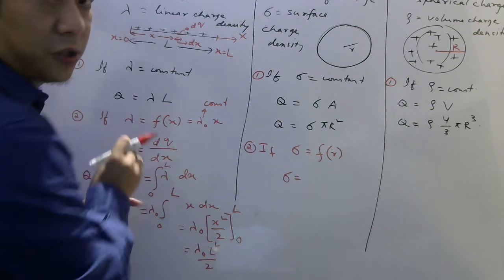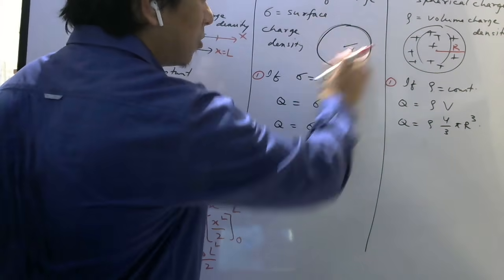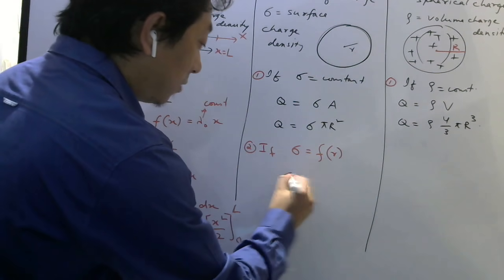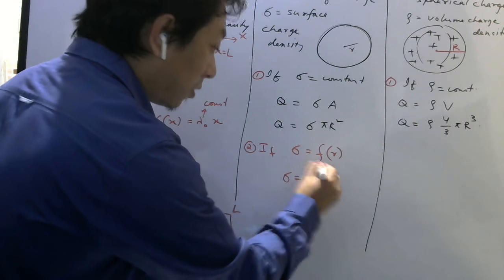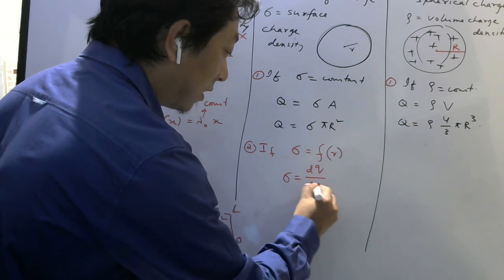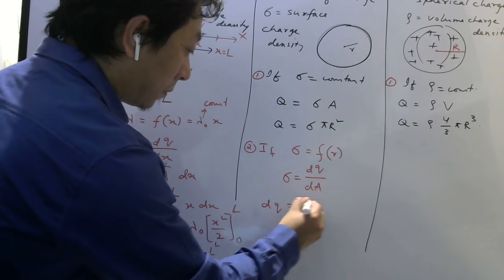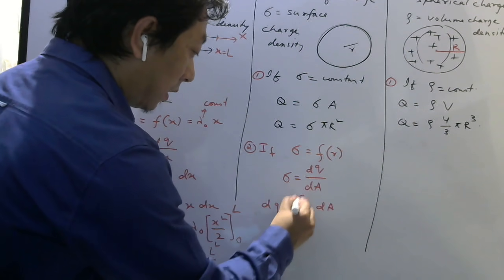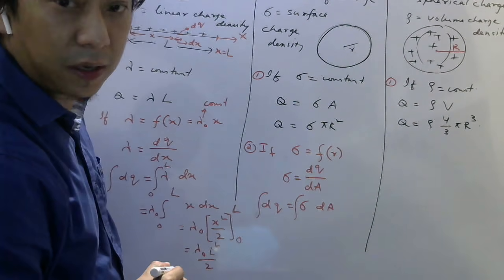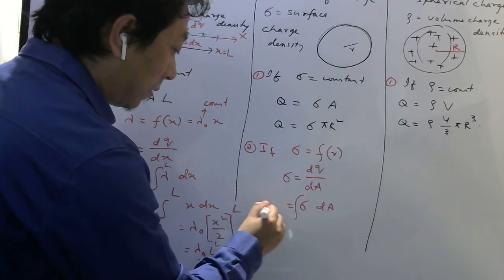Length of a small portion I took, because here charge is in a length, here charge is on a surface. So what I will do, I will take charge on a small area dq and divide by the small area dA. Then I will cross multiply, and then I will integrate, and that will give me the total charge. That will be my total charge.